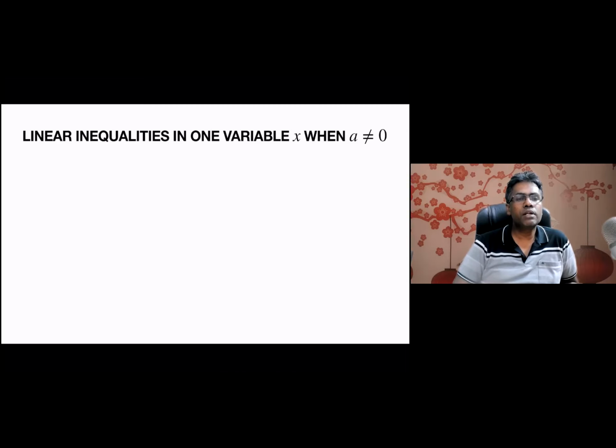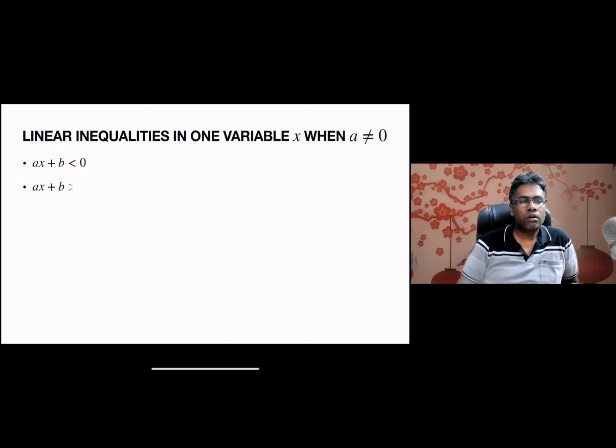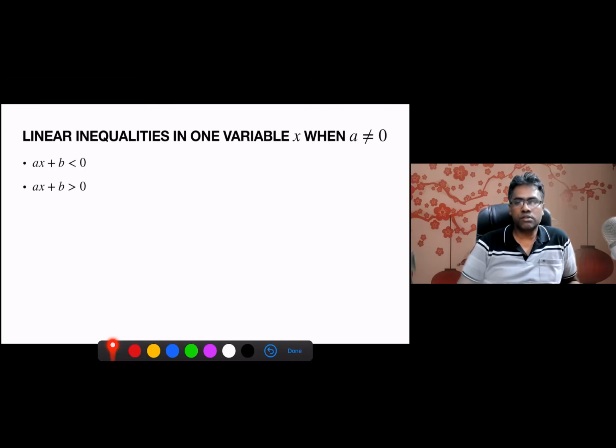So, linear inequalities in one variable. You have some real number a which is not equal to 0, and then these linear inequalities will look like this. You either have ax plus b less than 0, where b is another real number, or you can have ax plus b greater than 0. Such inequalities are called strict inequalities because we are saying either less than or greater than 0. Just some terminology.